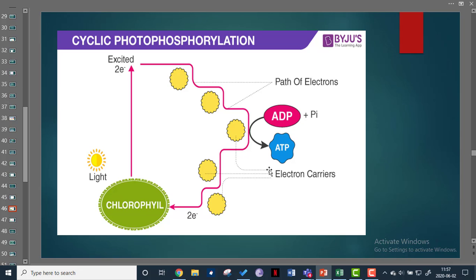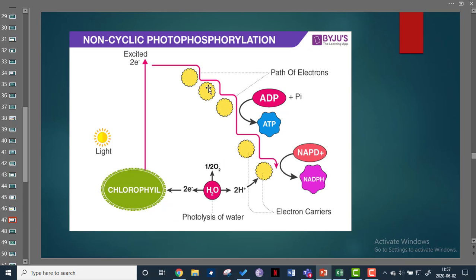And that is when we talk of the electron carriers in this case. These electron carriers again come back to help in picking up those electrons at this point. So the chlorophyll molecules here again regain the electrons that had been lost earlier on, and this is cyclic photophosphorylation.